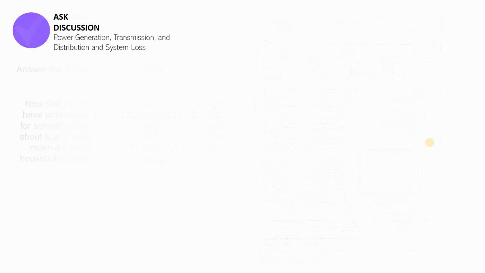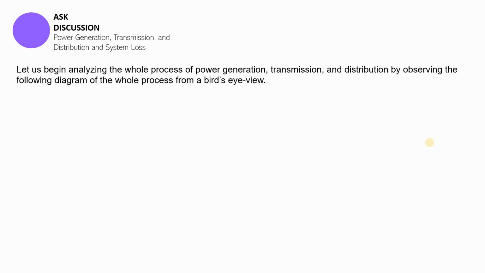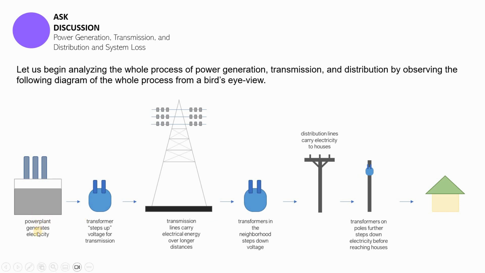Let us now proceed to the next part, which is a discussion about power generation, transmission, and distribution, and system loss. So, we approach this topic by looking first at the entire process from a bird's eye view. The power plant generates electricity as it is seen here, and then the transformer is going to step it up for the transmission. Yung voltage, yung flow ng electricity, mas palalakasin ng transformer, i-step up niya para makarating siya dun sa next station.